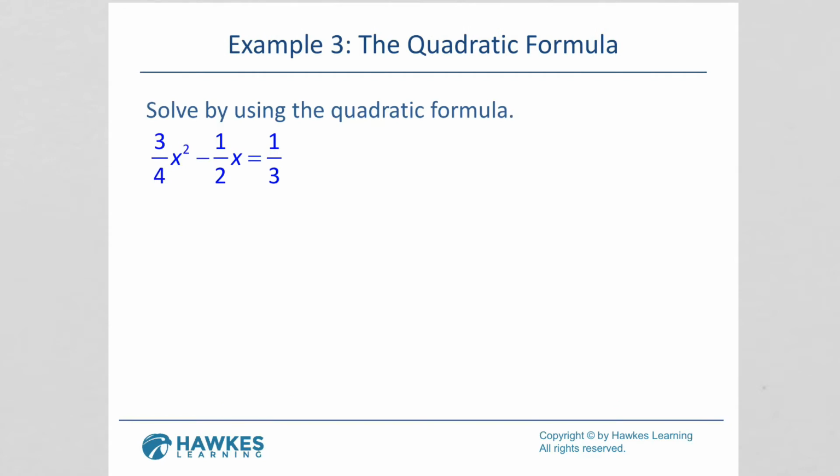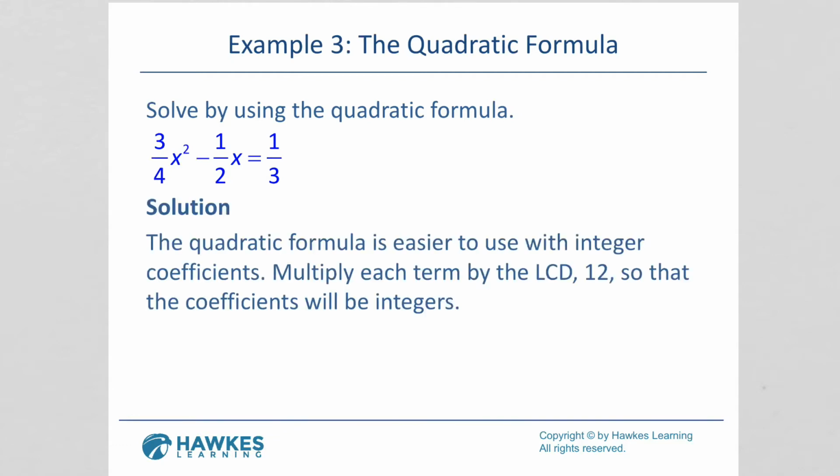Example 3, solve by using the quadratic formula. 3/4 x squared minus 1/2 x equals 1/3. For our solution, the quadratic formula is easier to use if we have integer coefficients. So we're going to multiply every term by the lowest common denominator, or LCD, in this case 12, so that the coefficients will be integers.